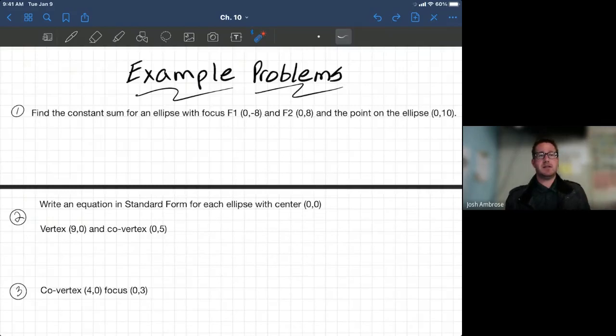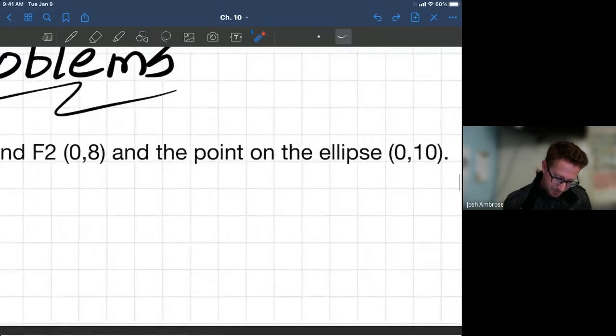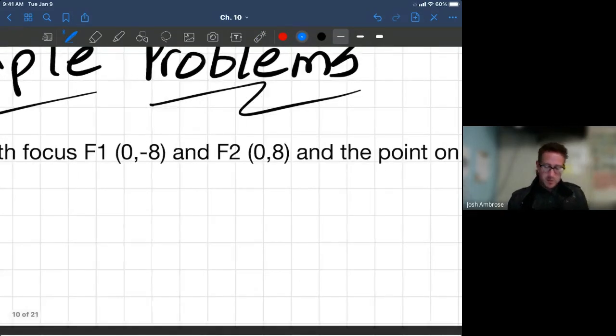All right. So find the constant sum of an ellipse. There's F1, there's F2, and then there's the given point. Well, the given point is going to represent our x1 and our y1. Then remember, you're going to have to calculate two distances. So the first distance is going to go with the F1, which is going to represent our x2 and our y2. Then you're going to have another distance, but this is going to be with the F2. So this is our other x2 and y2.